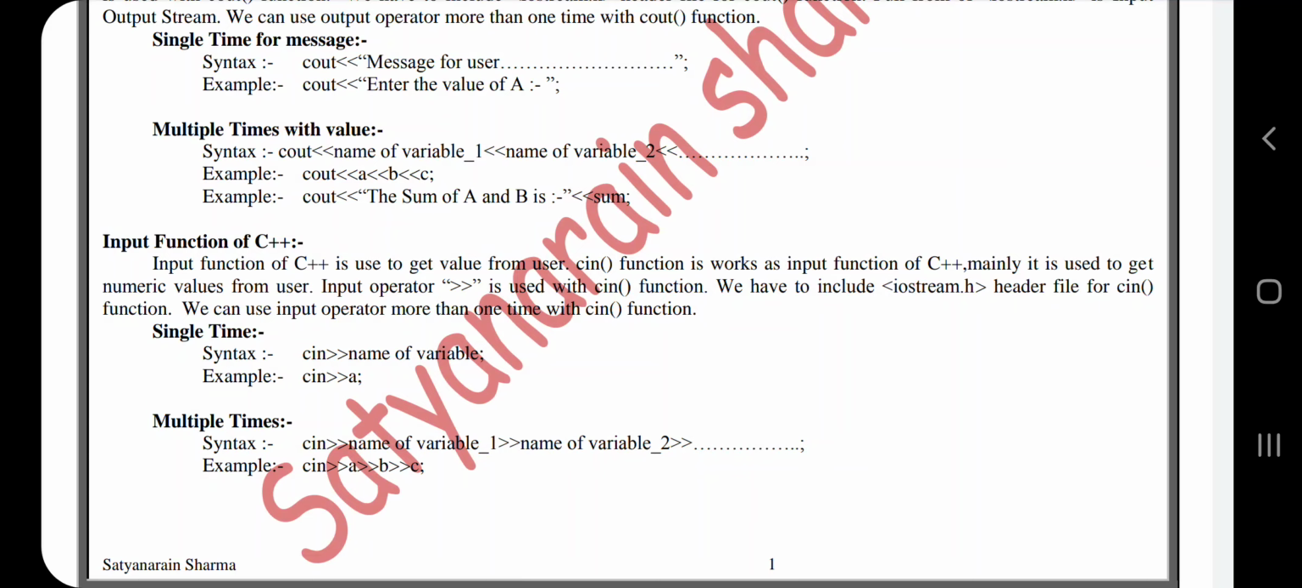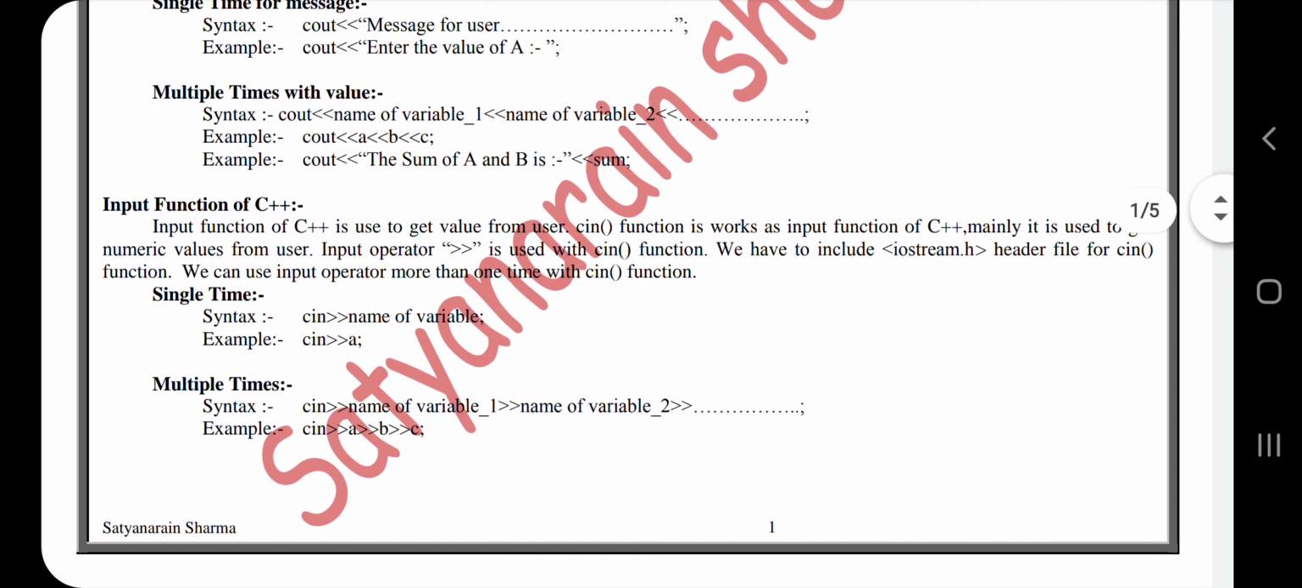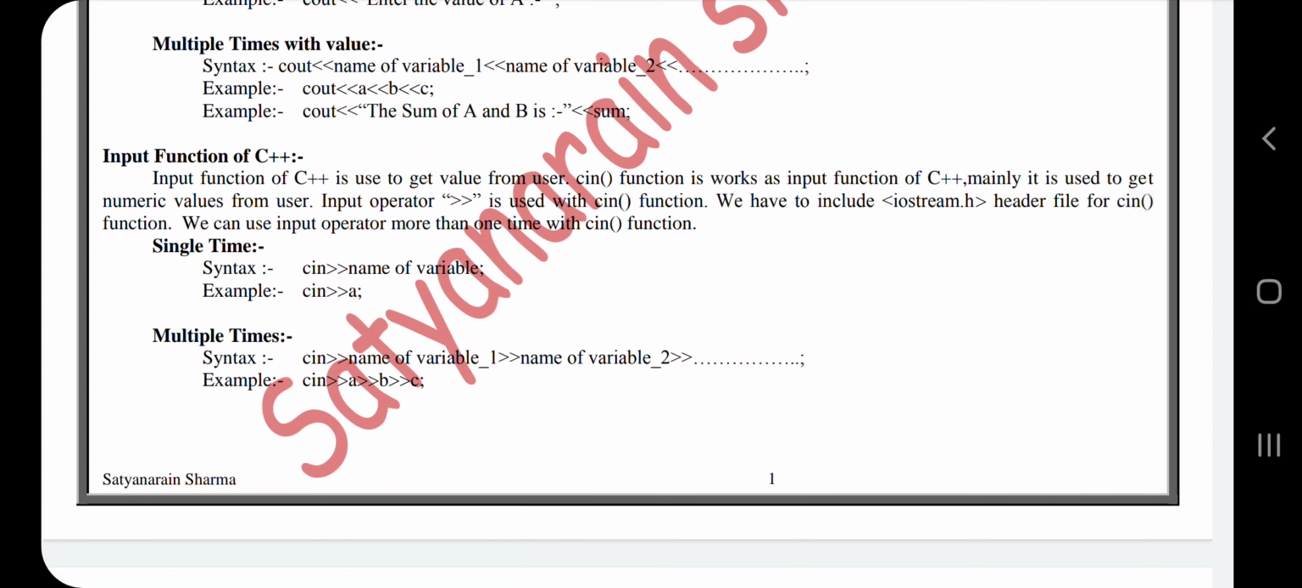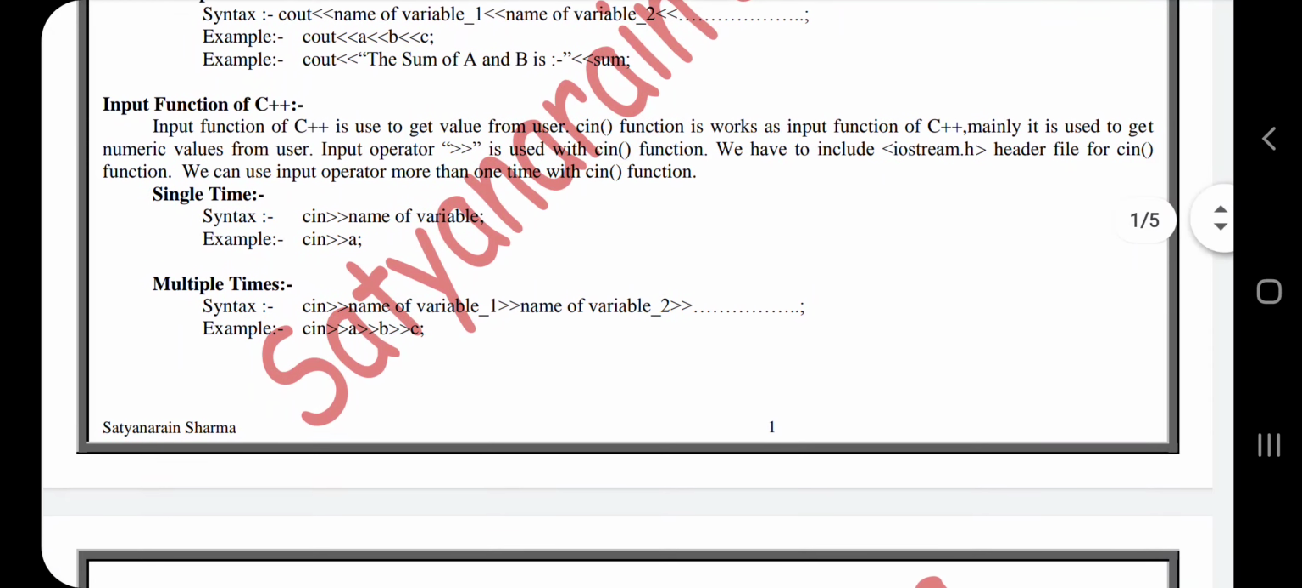We have to include iostream header file for cin function. We can use input operator more than one time with cin function. Single time and multiple times are given below with syntax and example.